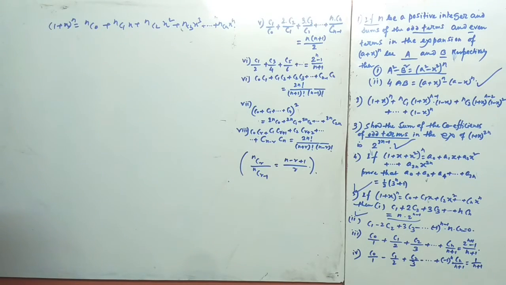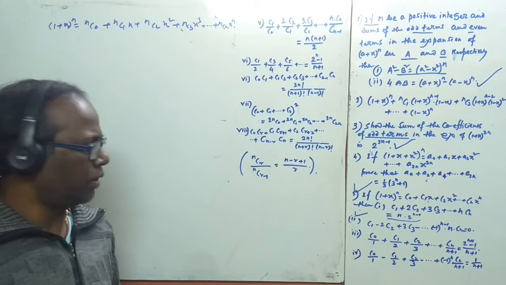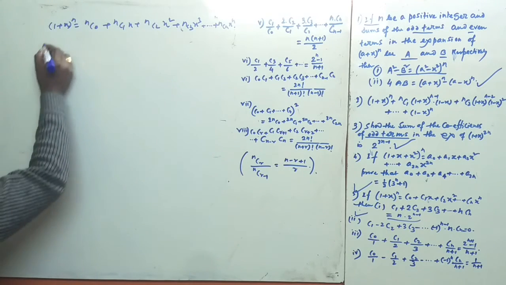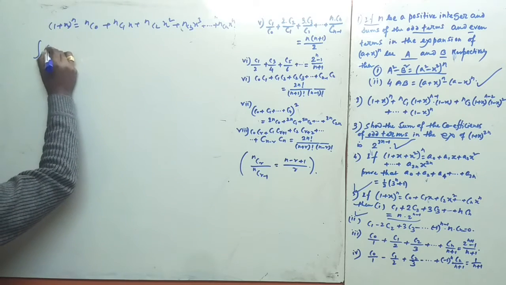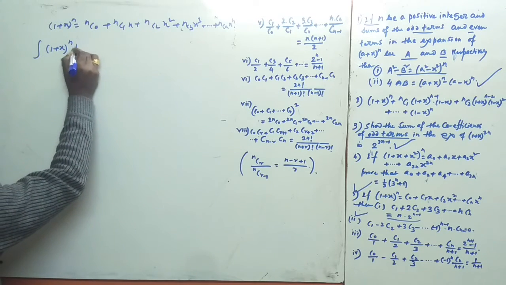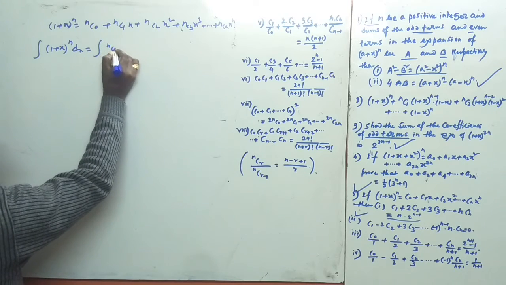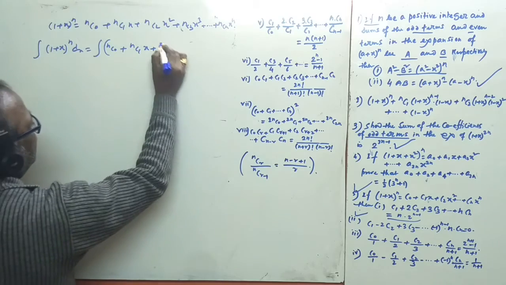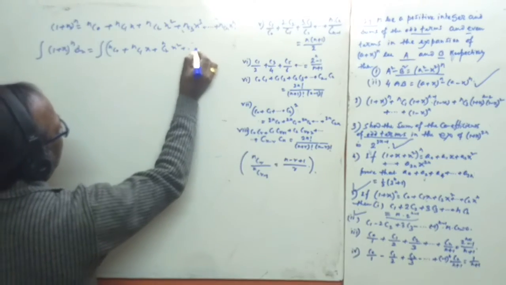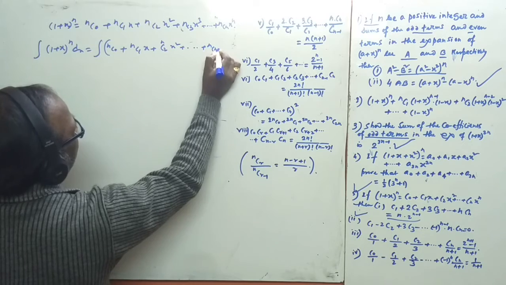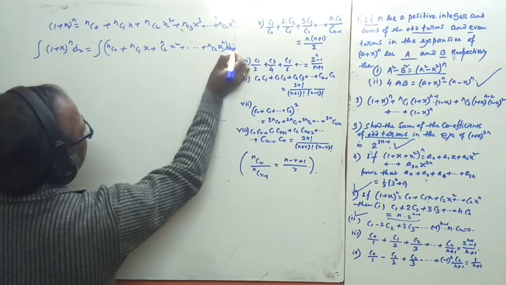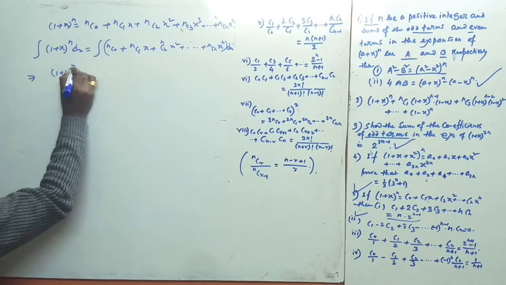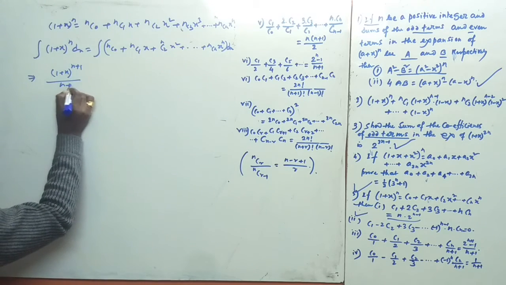And now using the integral calculus, this is divide, so we can use here integral calculus. So integrating both sides, that is (1 plus x) to the power n dx, nC0, nC1 x, nC2 x square, and nCn x to the power n, and this is dx. And right here, that is (1 plus x) to the power n plus 1 by n plus 1.